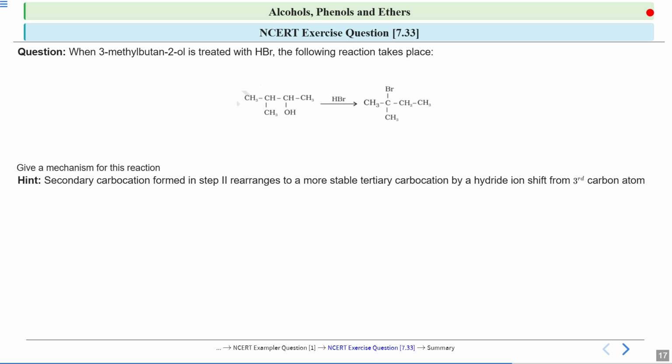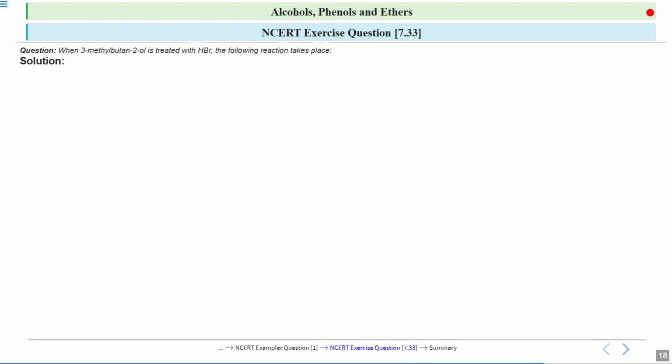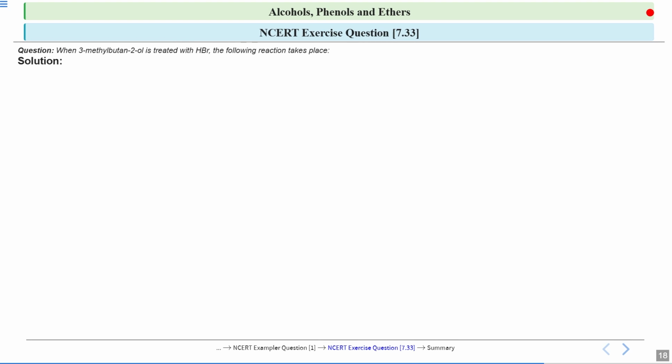So you have to give the mechanism for this reaction. And to solve this question, a hint is given to you. The hint is that the secondary carbocation formed in step 2 rearranges to form a stable tertiary carbocation by a hydride ion shift from the third carbon atom. So use this hint and solve this question. Okay, so I'm giving you some time. Take 30 seconds. Solve this and then we will discuss.